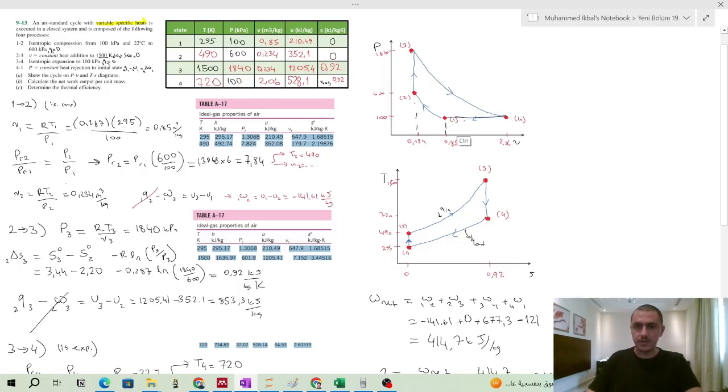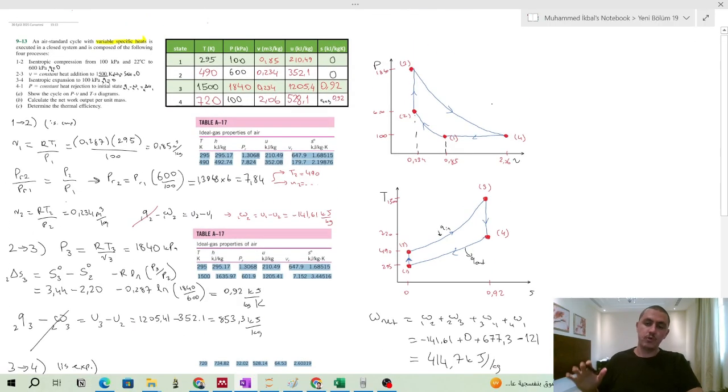But here again, you are compressing, you are not expanding, you are compressing, right? So when you compress, you also have negative work, okay?